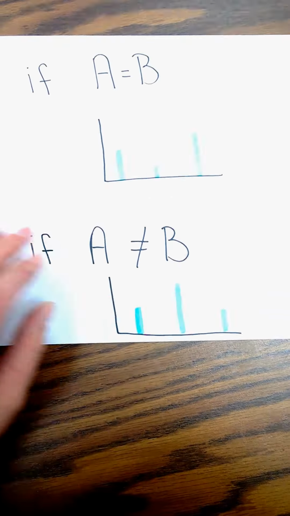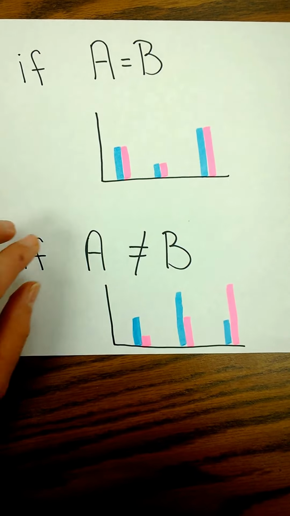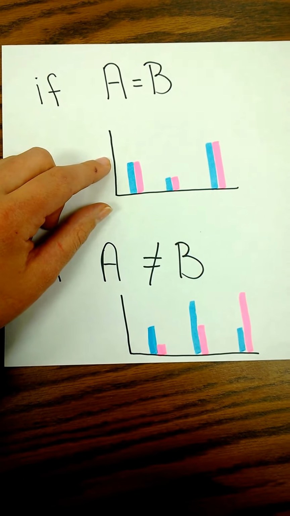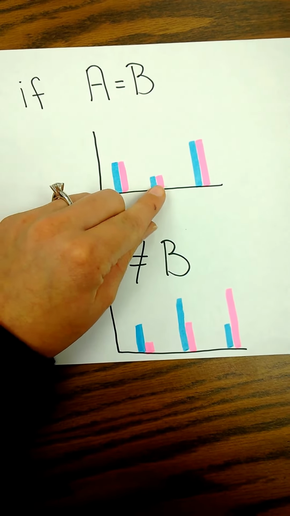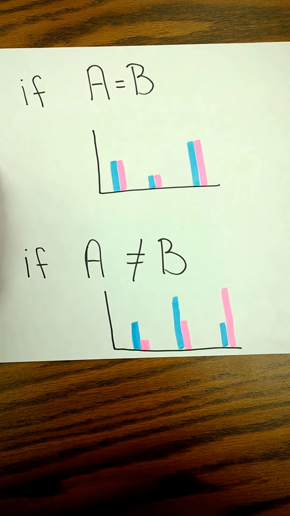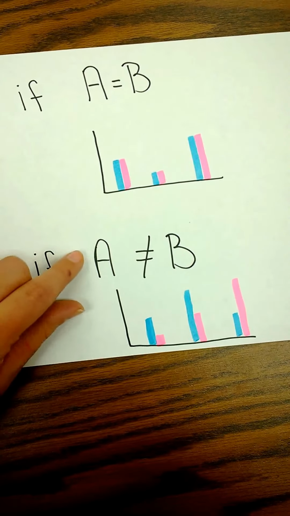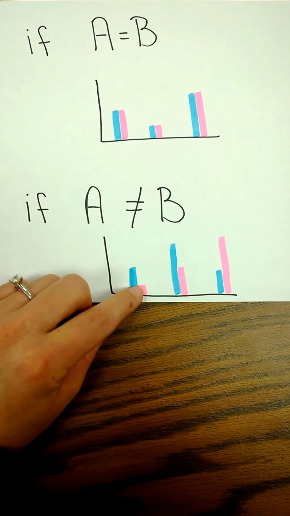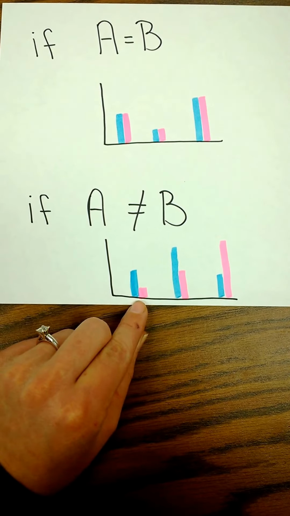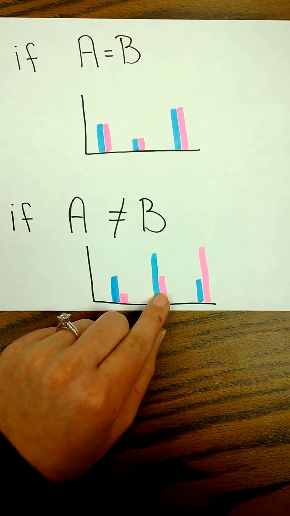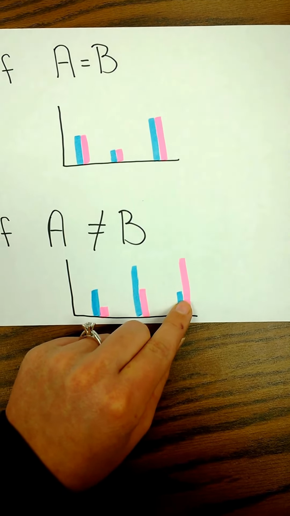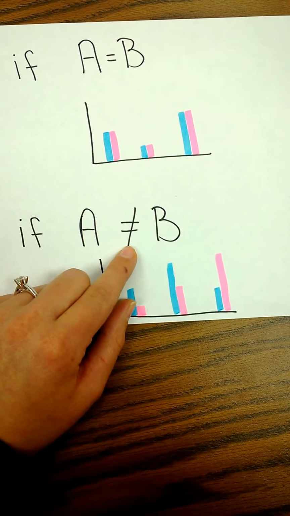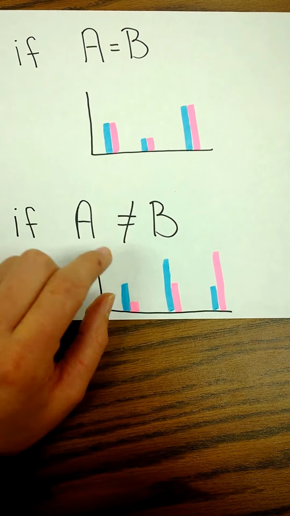Let's look at some other examples. This graph right here would tell us that surface A is equal to surface B. As you can see, the blue and the pink are completely even in this graph. What about if surface A was not equal to surface B? It might look something like this. At this point, blue is higher than pink, much higher than pink. At this point, blue is much higher than pink, and then it shifts to pink being much higher than blue. So we can say, yes, surface A and surface B are not equal.